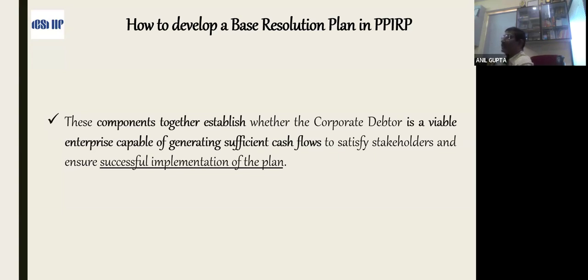Through this, we see how the corporate debtor is a viable enterprise capable of generating sufficient cash flows to satisfy all the stakeholders and ensure successful implementation of the plan. That is the purpose of the resolution plan, which is to be understood by the financial creditor: whether the company is going to pay my debts in future after revival. All these things he will verify. Then only will the 66% of the financial creditors accept the resolution plan.